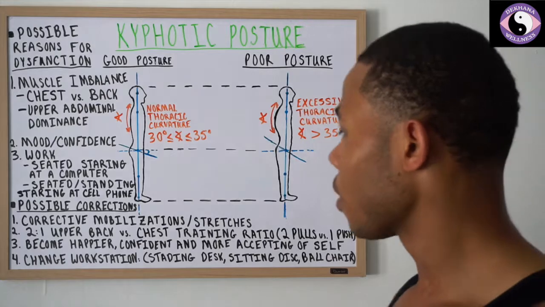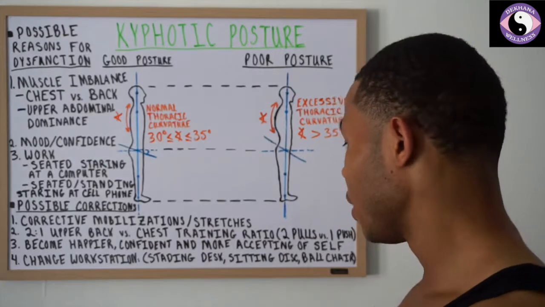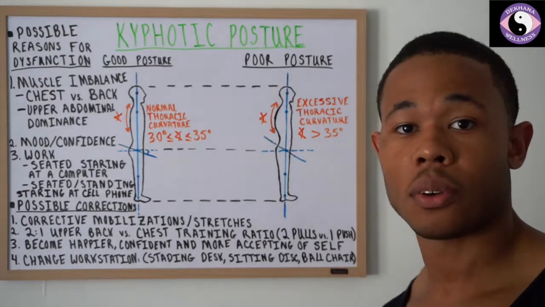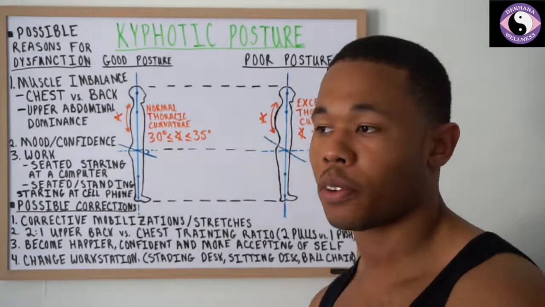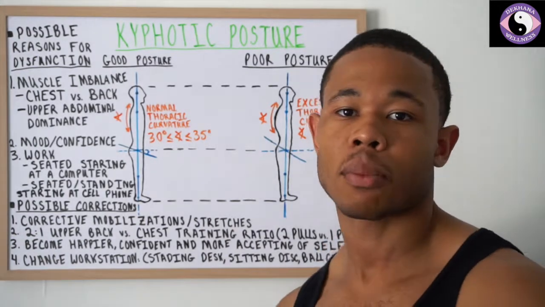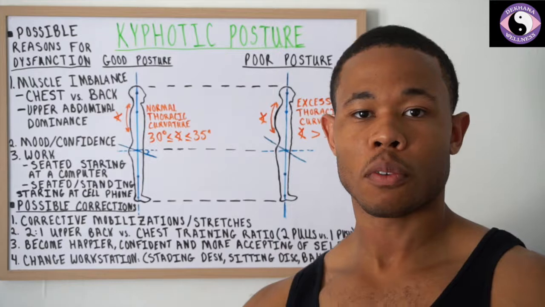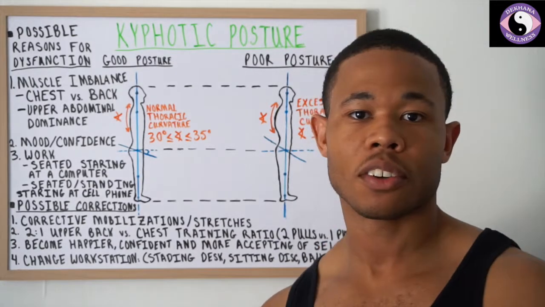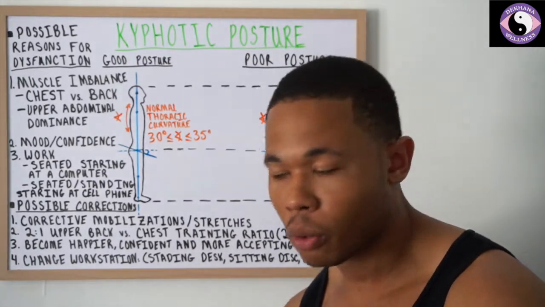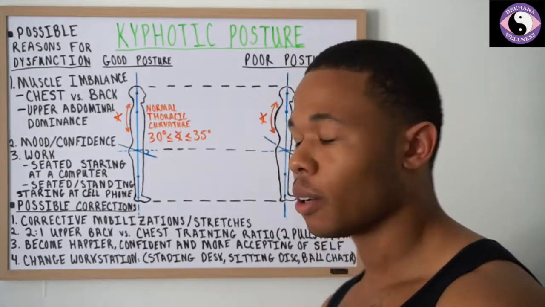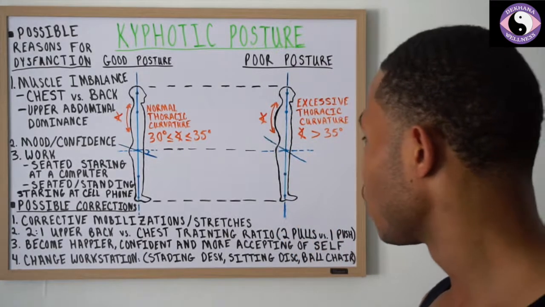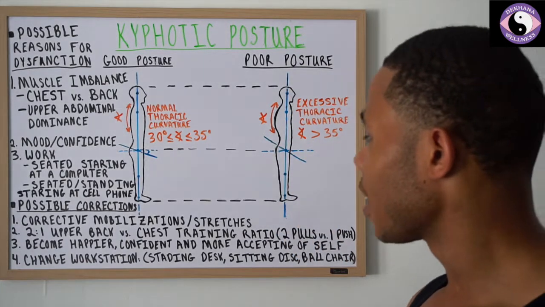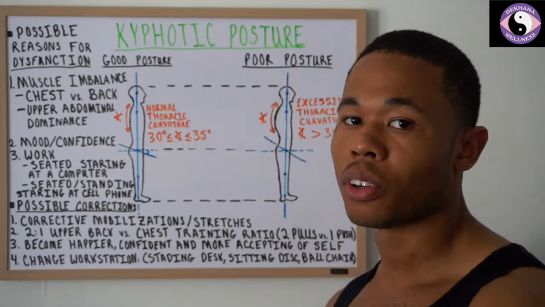Another corrective strategy would be to become happier, more confident, and just appreciate who you are. If you're depressed and you don't like the person you are, then you feel that other people won't like who you are either. So you'll be down here. You don't want to be seen. You want to hide. So that's another way to correct that posture. So it's not always a muscle imbalance. It could just be a mood.